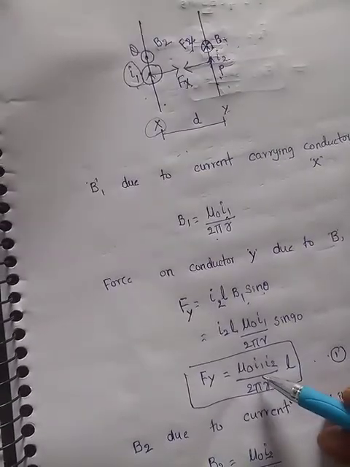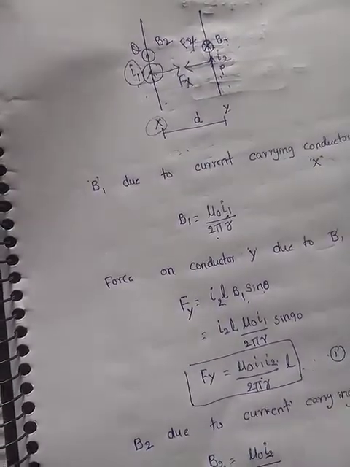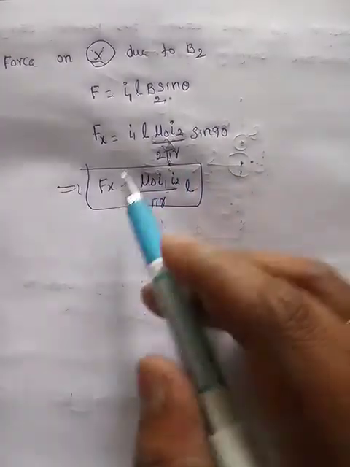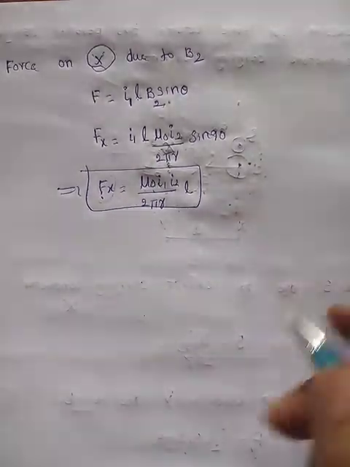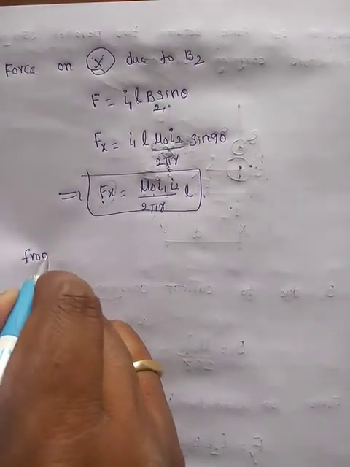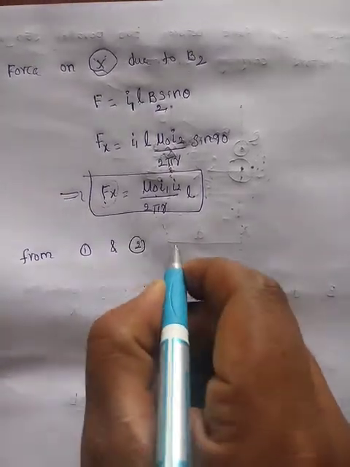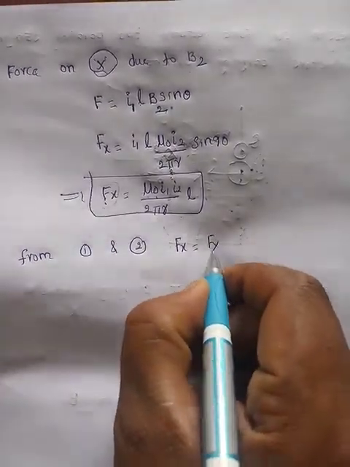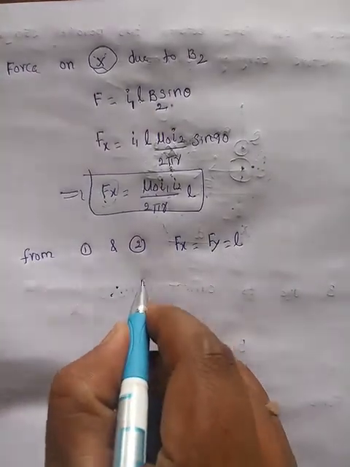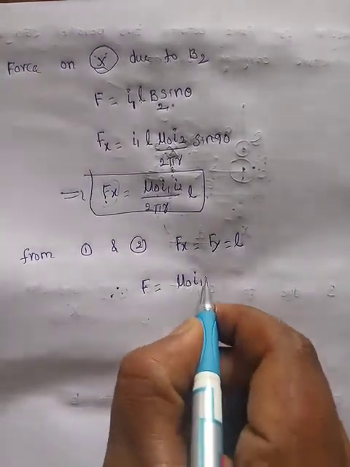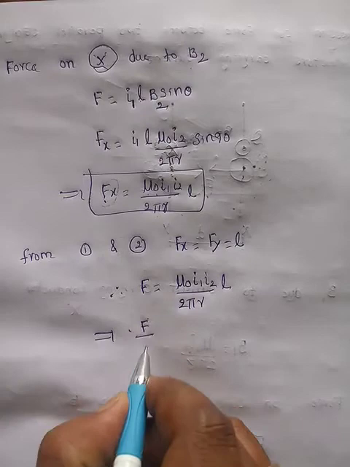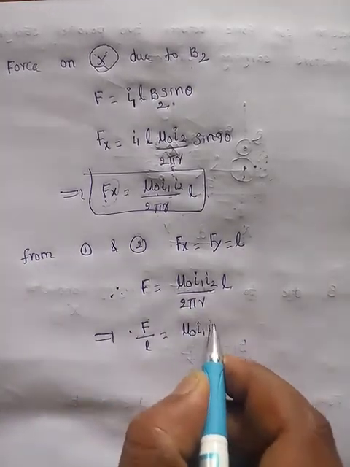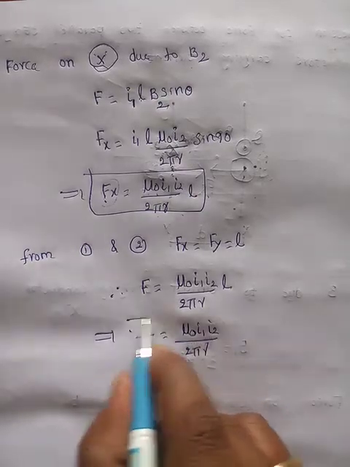So what you observe here? The force exerted by Y is mu naught I1 I2 by 2 pi r into L. In the same way, the force exerted due to X is mu naught I1 I2 by 2 pi r into L. So from 1 and 2, Fx is equal to Fy. Therefore, F is equal to mu naught I1 I2 by 2 pi r into L, or force per unit length F by L is equal to mu naught I1 I2 by 2 pi r.